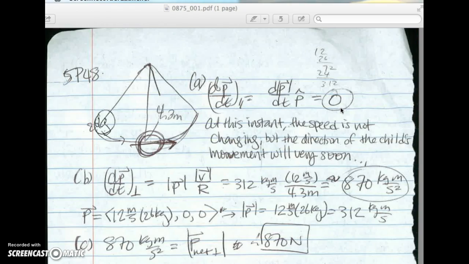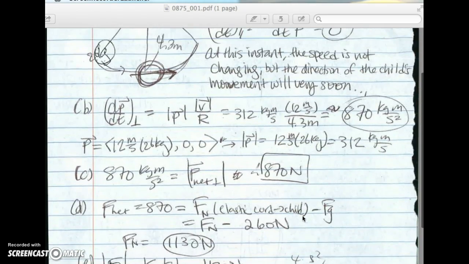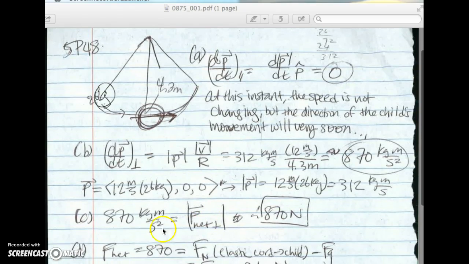But B asks the perpendicular component of dp over dt, which algebraically you can break down into the magnitude of p times speed over r, and therefore we can plug in the information we know to get 870 kilograms meter per second squared. It's asking only for the magnitude of p, so we can simply calculate it by multiplying 12 by 26.